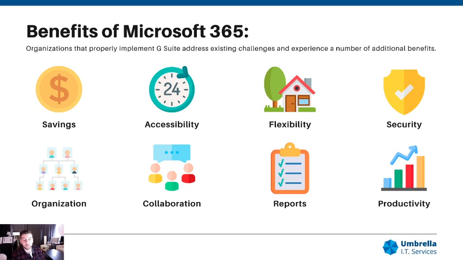So looking at the benefits of Microsoft 365, I can see over here that we have the savings section, we have accessibility, flexibility, security, organization, collaboration, reports, and productivity. So in terms of savings, most businesses reduce the cost of operations by 36% by implementing this tool. That again comes from Forrester, but a reduction of 36%. Most staff in your association will save 36% of their time.